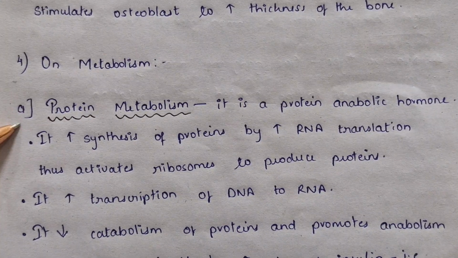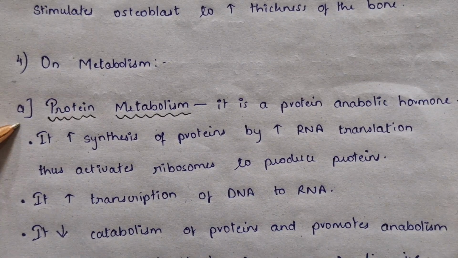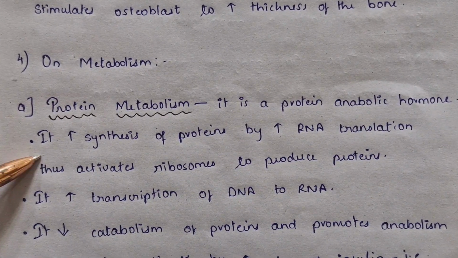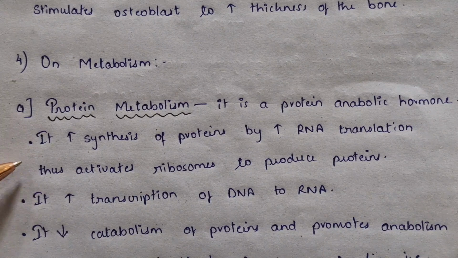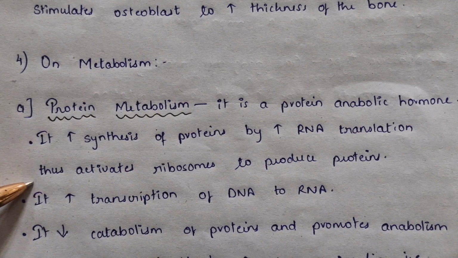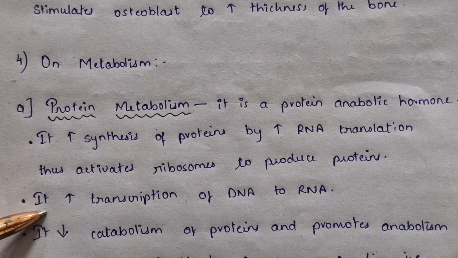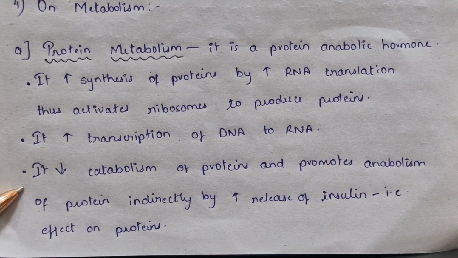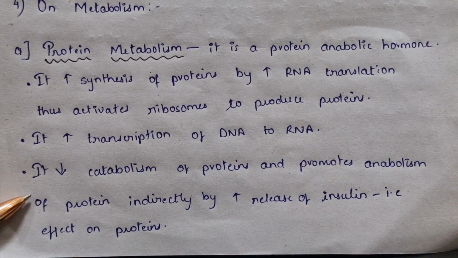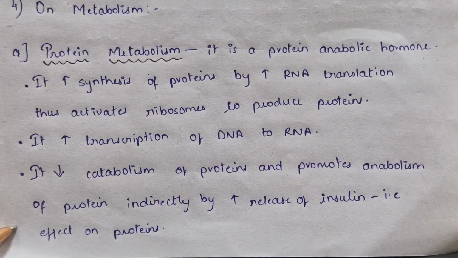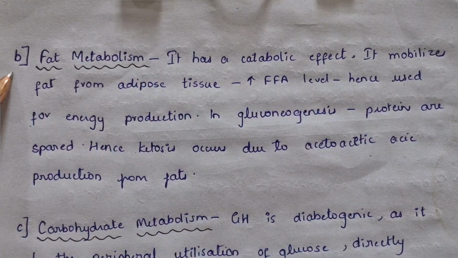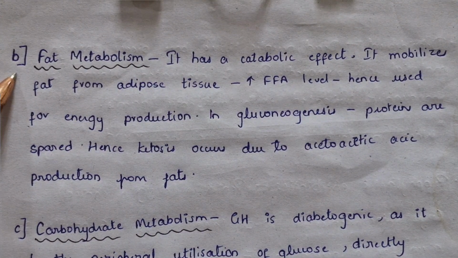Protein metabolism. It is a protein anabolic hormone. It increases synthesis of proteins by increasing RNA translation, thus activates ribosomes to produce proteins. It increases transcription of DNA to RNA. It decreases the catabolism of proteins and promotes anabolism of protein indirectly by increasing the release of insulin, that is the effect on proteins. Effect of growth hormone on fat metabolism.